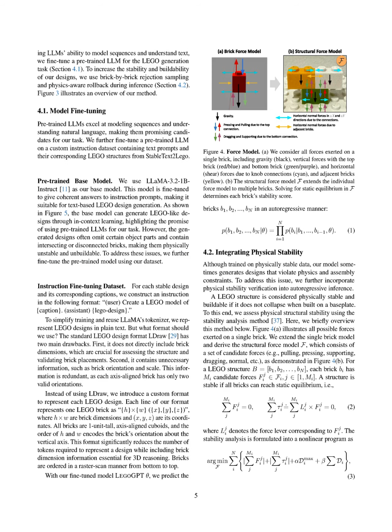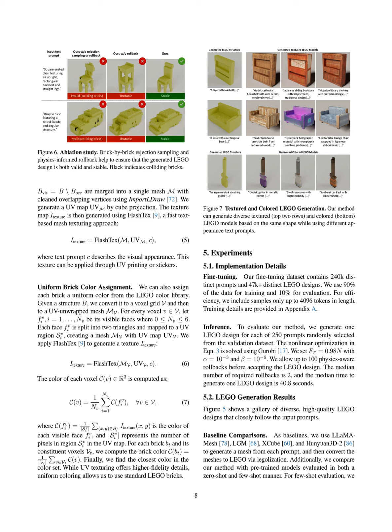The LEGOGPT algorithm operates in a structured manner, beginning with the training phase where a pre-trained large language model, LLM, is fine-tuned on a custom dataset, Stable Text to LEGO, which contains over 47,000 LEGO structures paired with text descriptions. This dataset is crucial as it provides the model with examples of physically stable and buildable LEGO designs.